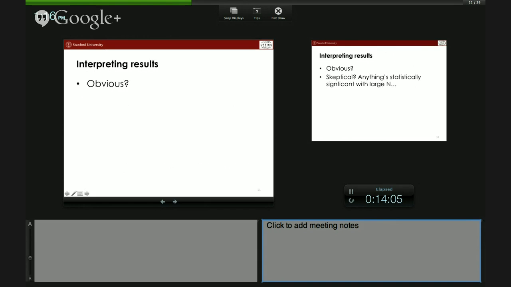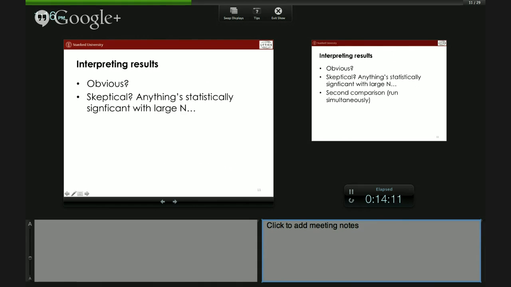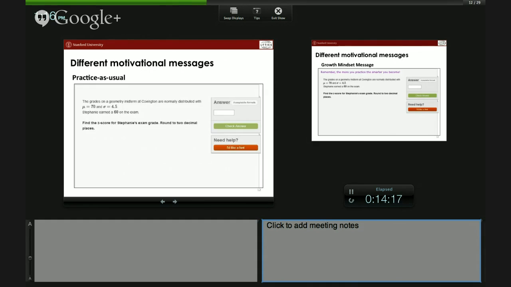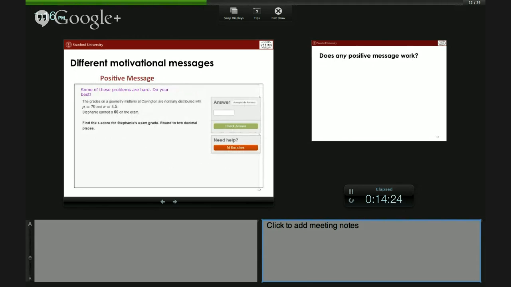Now, in terms of interpreting, you could just say, well, that's obvious. You put these messages up, people did better. You might also be skeptical: well, anything is statistically significant with 200,000 students, right? So here's a second comparison, which was run at the same time. We compared the growth mindset message to a positive message.